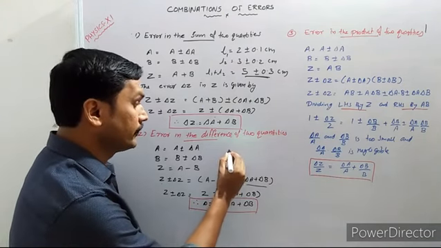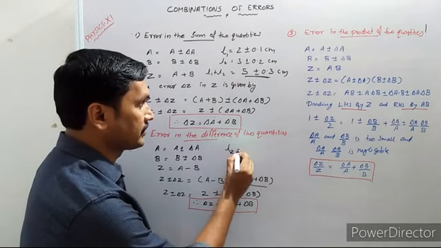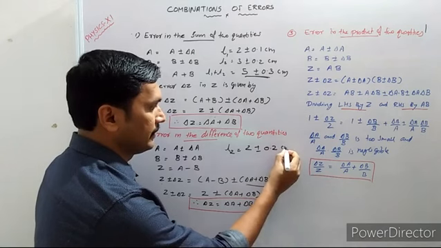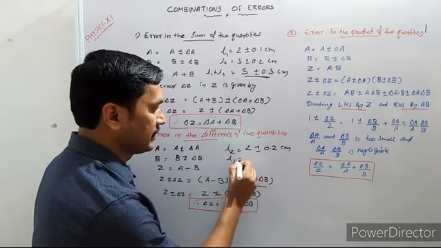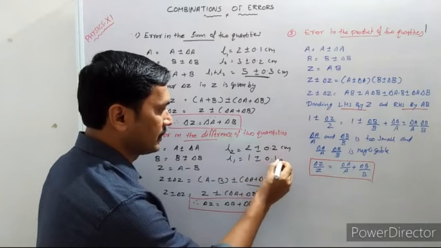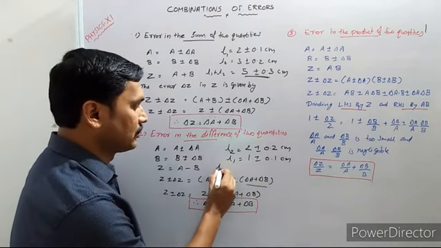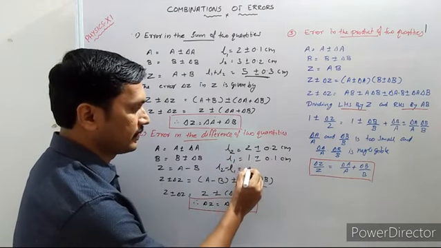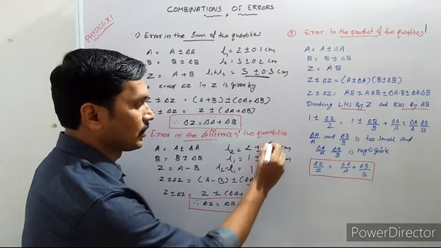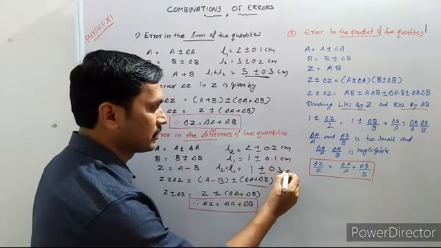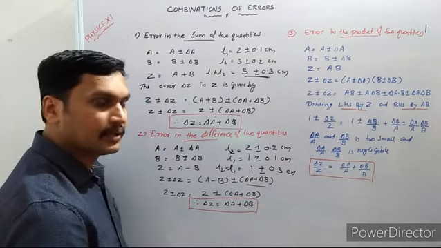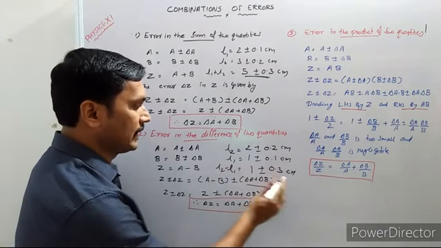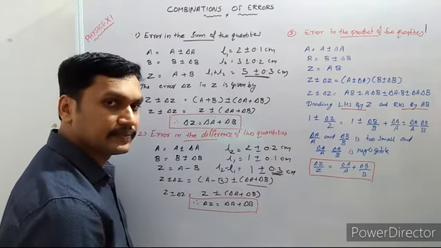For example, if you have two measurements, that is L2 is equal to 2 plus or minus 0.2 centimeter and L1 is equal to 1 plus or minus 0.1 centimeter. What is L2 minus L1? So first find 2 minus 1, that is equal to 1, plus or minus 0.2 plus 0.1, that is equal to 0.3 centimeter. That is the maximum possible error in the difference. L2 minus L1 is 1 plus or minus 0.3 centimeter.